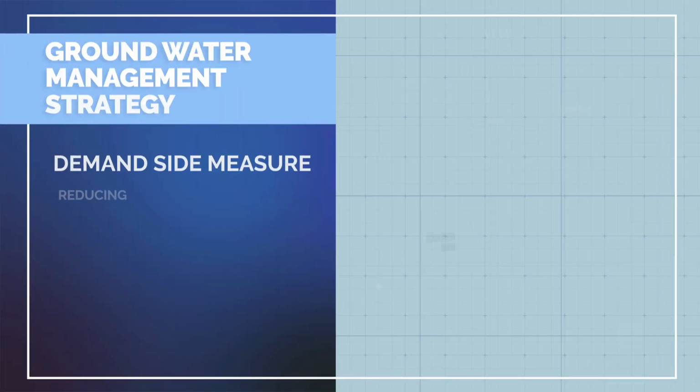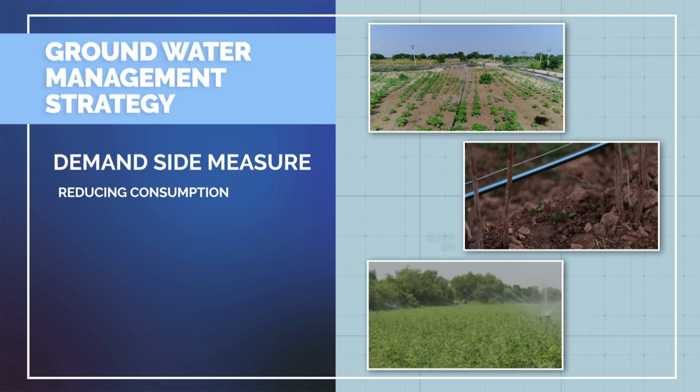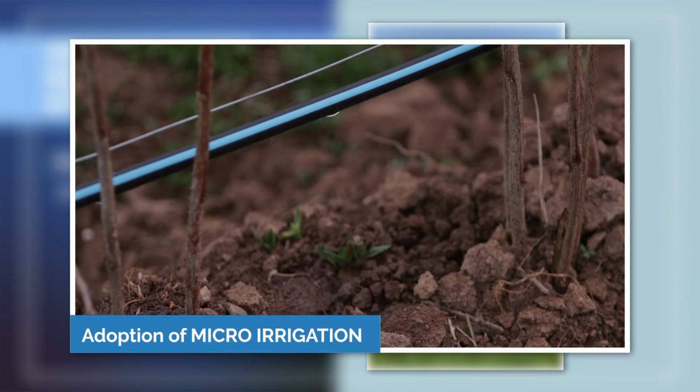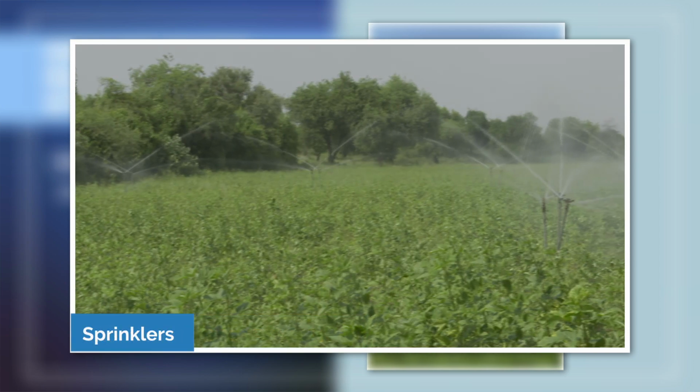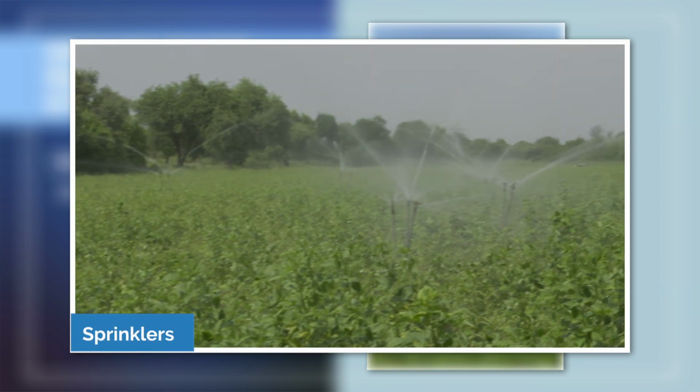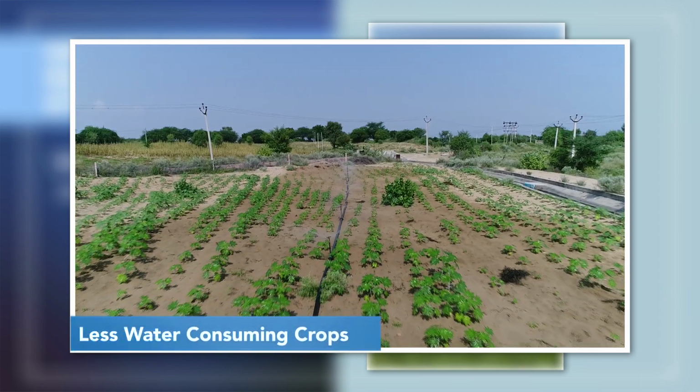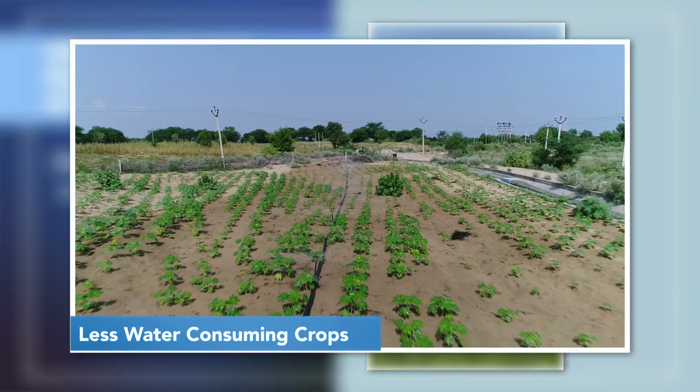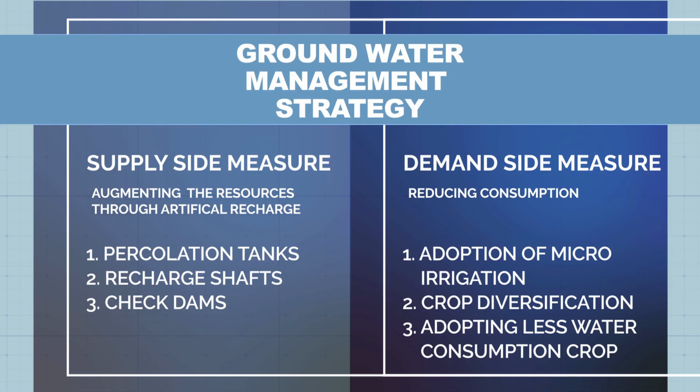The other strategy is reducing consumption. This can be achieved by improving irrigation efficiency through use of micro irrigation techniques like sprinklers, or by adopting less water consuming crops. The management strategies recommended as a part of Naquim involve both supply as well as demand side measures based on aquifer properties and other conditions.